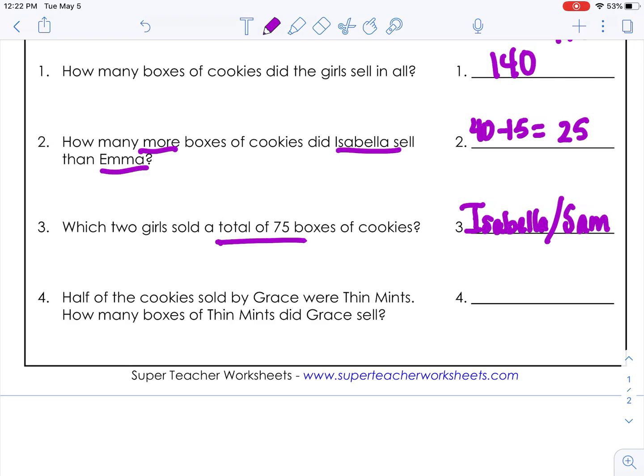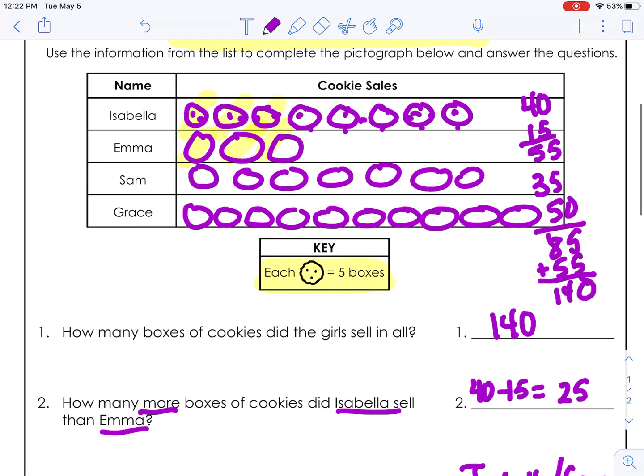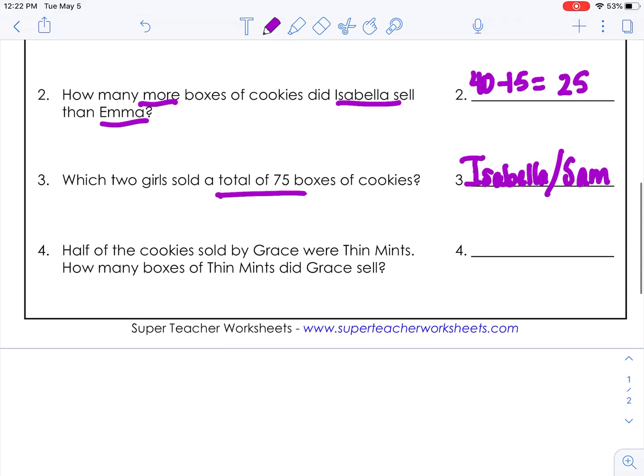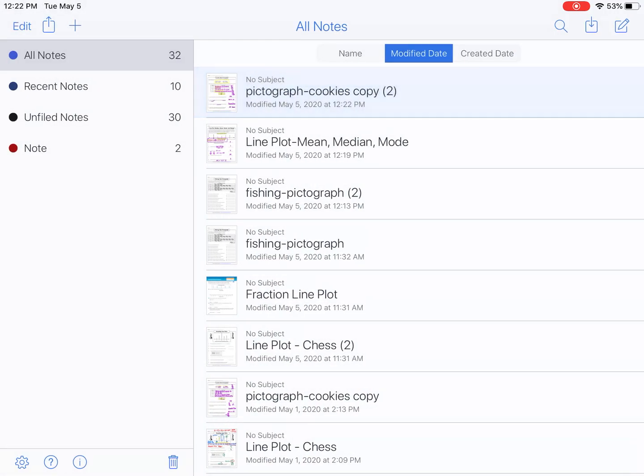Okay. And half of the cookies sold by Grace were Thin Mints. How many boxes of Thin Mints did Grace sell? So first of all, I have to look at Grace. I want to split her 10 into halves. So that would be 5, would be half of 10. And 5, 10, 15, 20, 25. So 5 times 5 is 25. So she sold 25 boxes of Thin Mints, which are one of my favorite types of Girl Scout cookies.